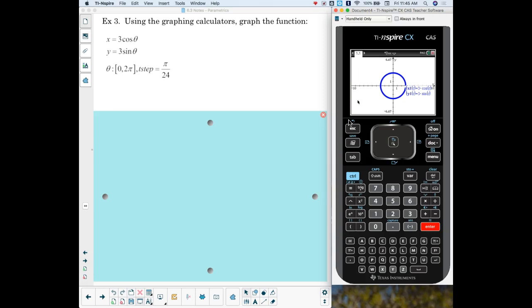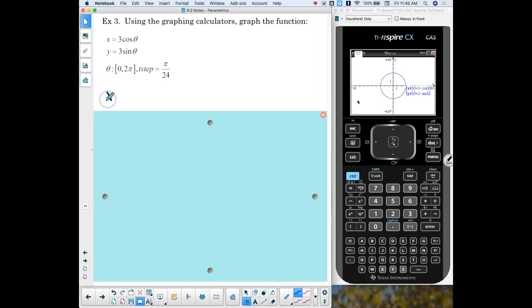Because if I think about it, my x, the point that I plot, x comma y, is 3 cosine comma 3 sine. So if I wanted to make this be the unit circle, what would I change? Take out the 3 and just make it a 1, because I want a radius of 1. If I want a radius of 10, what do I change? 3 to 10. All right? Fantastic.